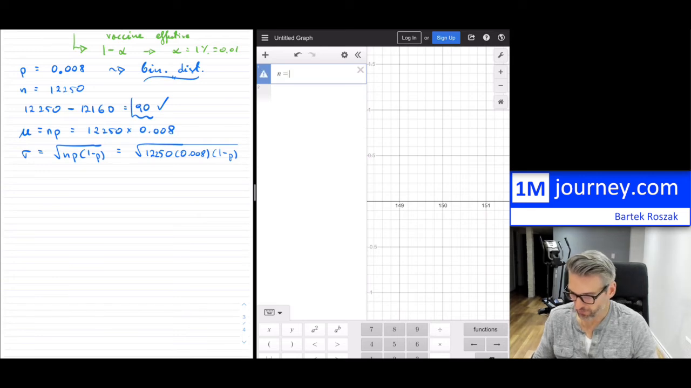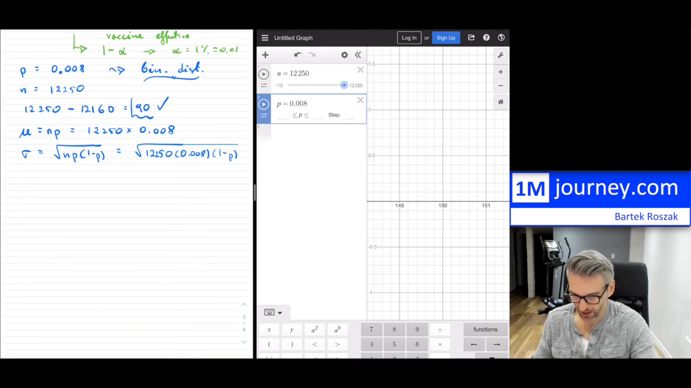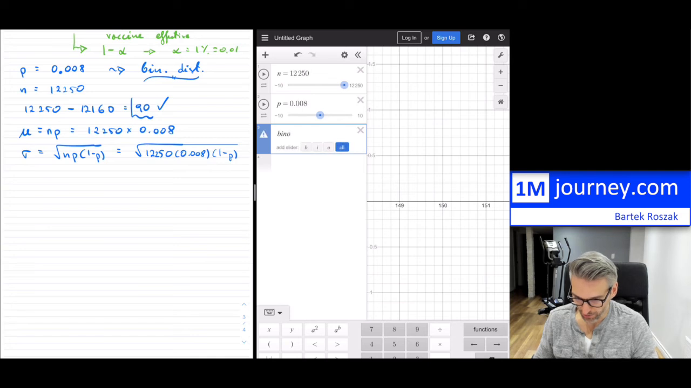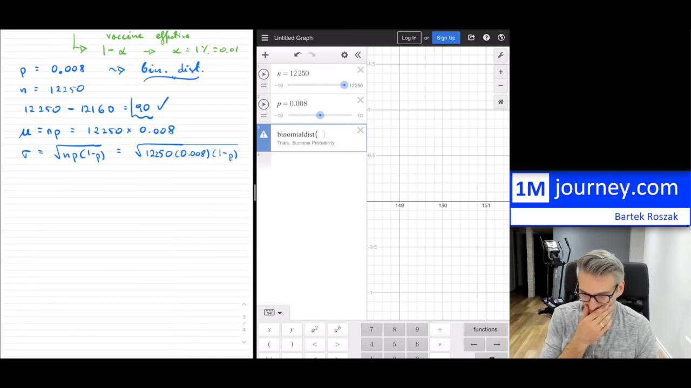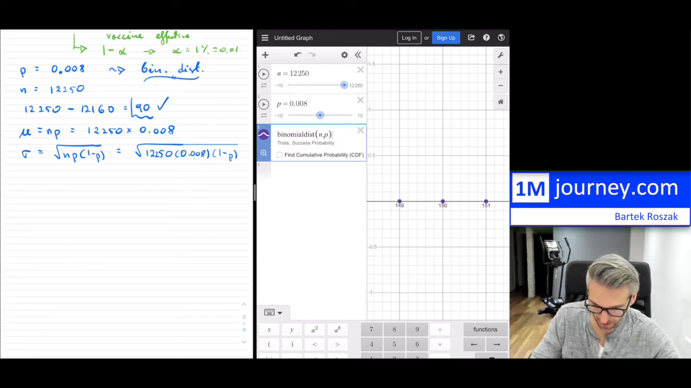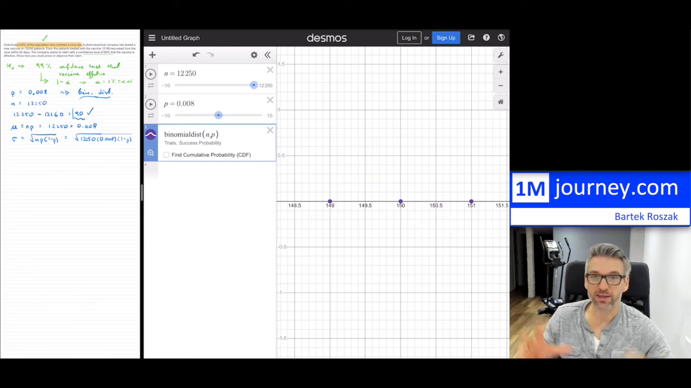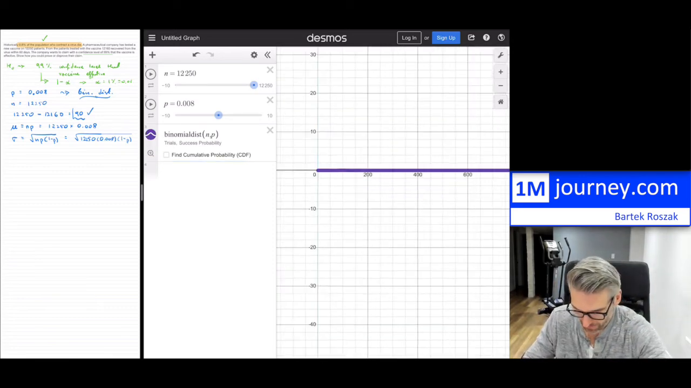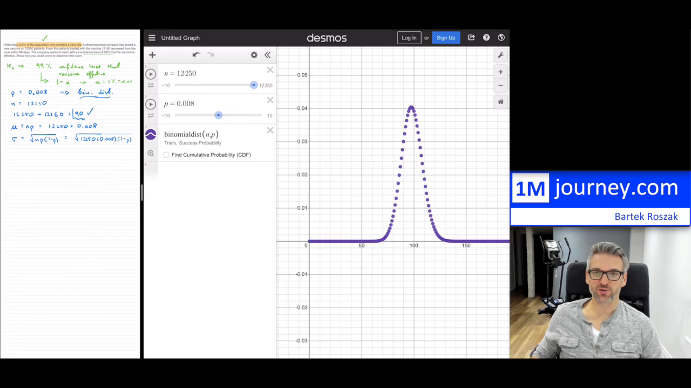So my n, 12250. My p, 0.008. Okay. Now, binomial distribution. You can look it up under functions. So number of trials is 12250. And my p. Actually, I can just put n and p. There we go. Okay, let me zoom in here. Okay, so this is zoomed in.